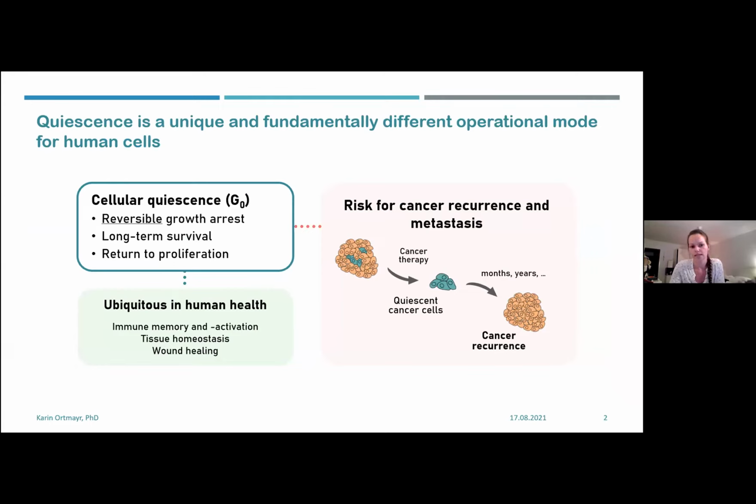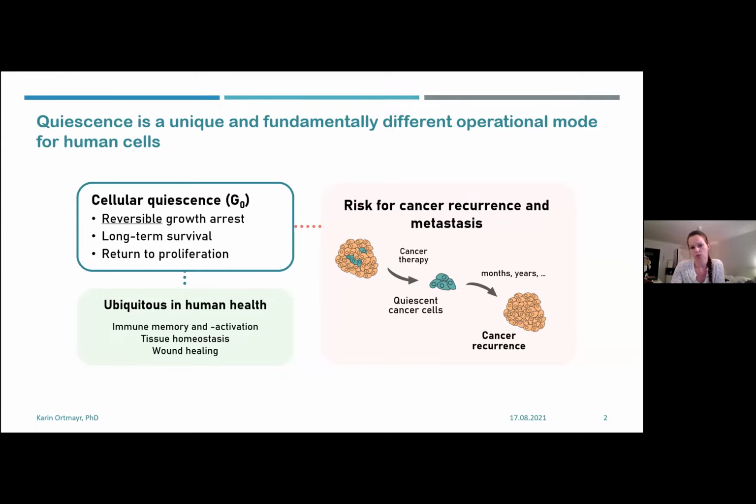And so quiescence, just a bit of a description in a nutshell, is a quite specialized cell state for actually many different types of human cells. It is characterized by these cells undergoing a growth arrest, but it's not a terminal growth arrest. This is reversible, and it's the key characteristic of quiescence. These cells can survive for very long times in this non-dividing state and yet are able to return to proliferation quite spontaneously given the right environment, in short.